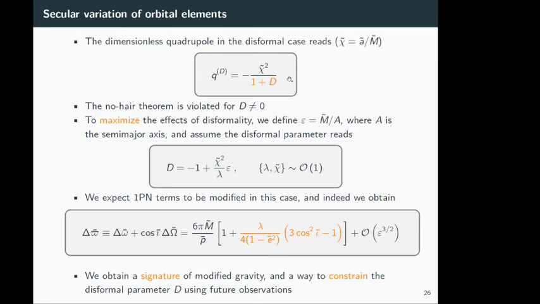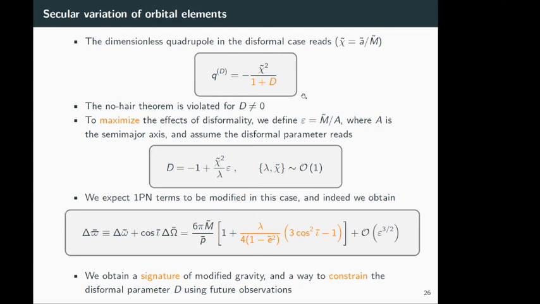And this means that in the next years, when the no-hair theorem is going to be tested by measuring the spin and quadrupole of Sagittarius A star, it will definitely be a tool to rule out some of these theories or solutions.